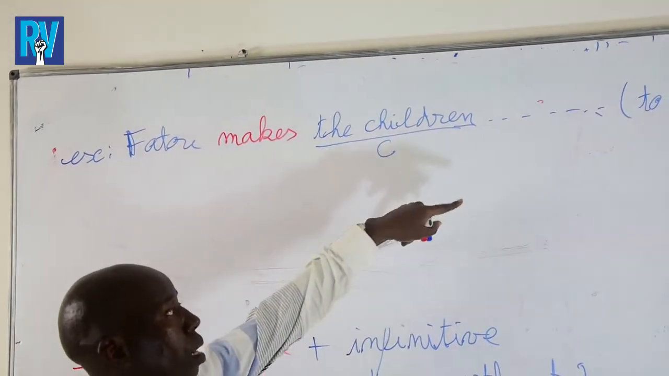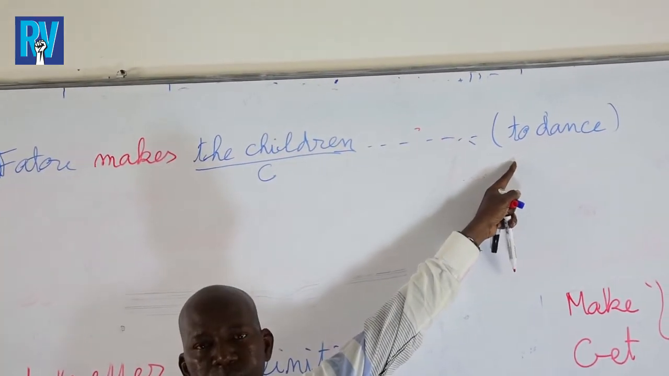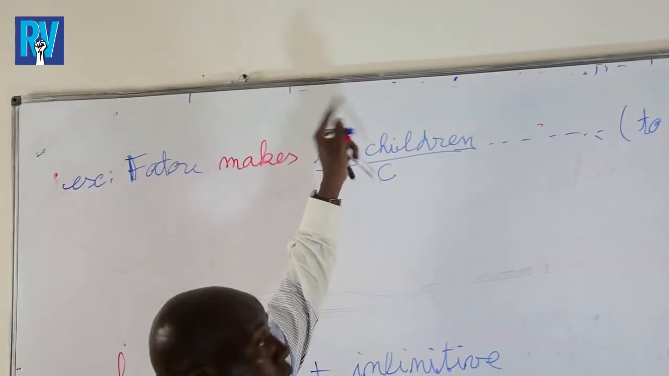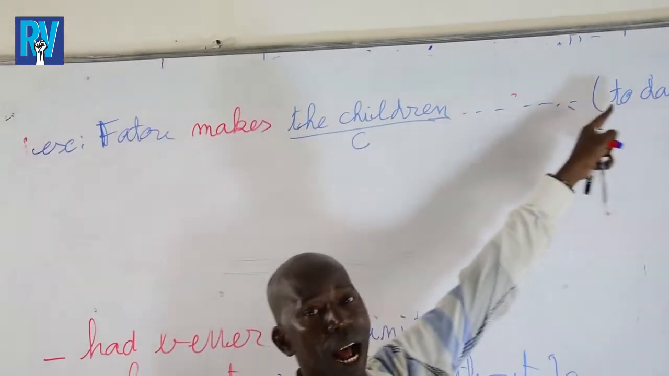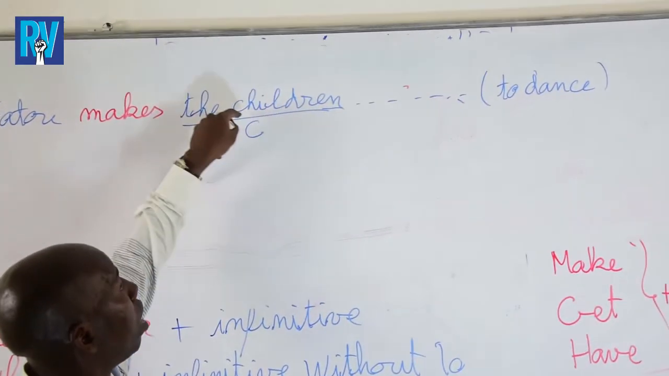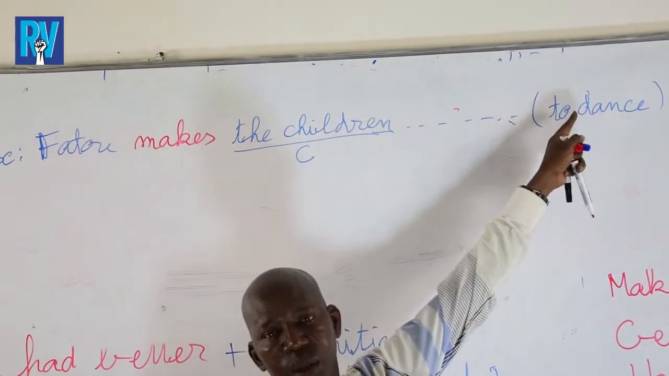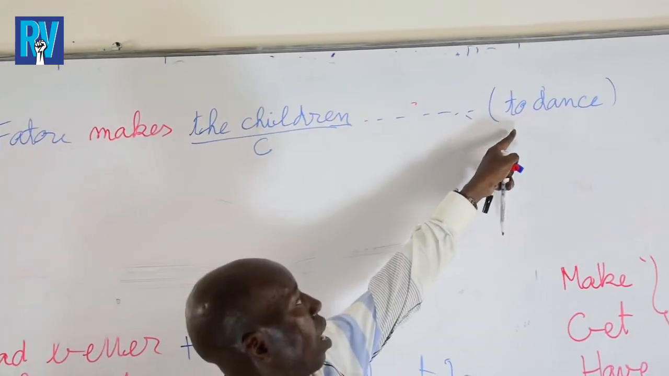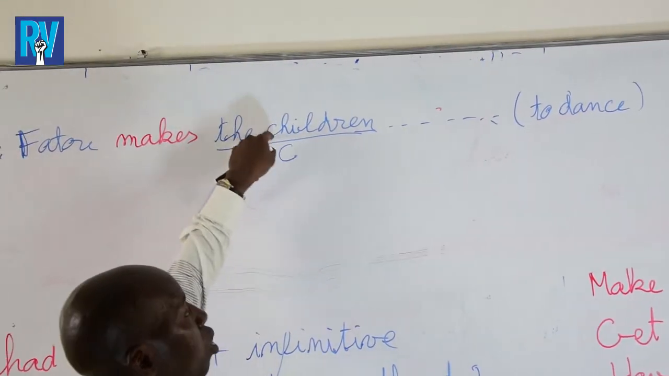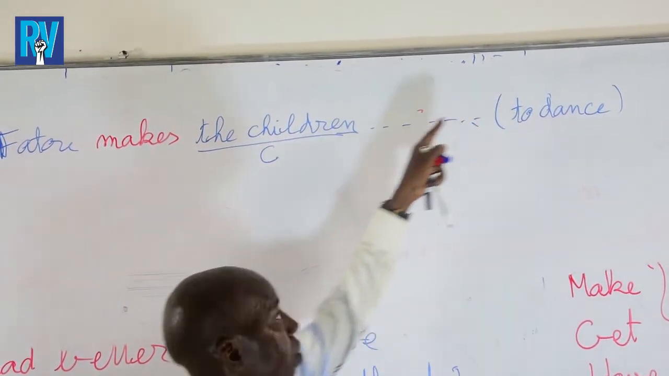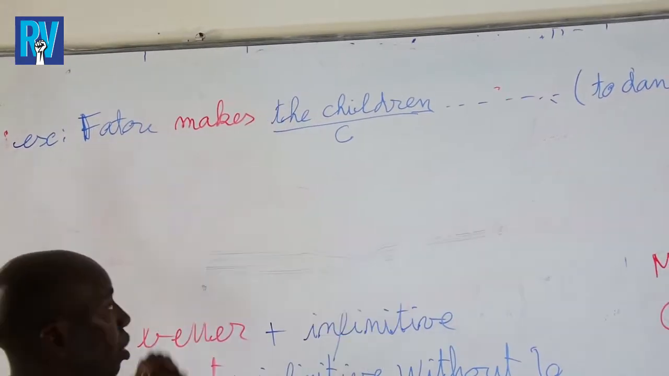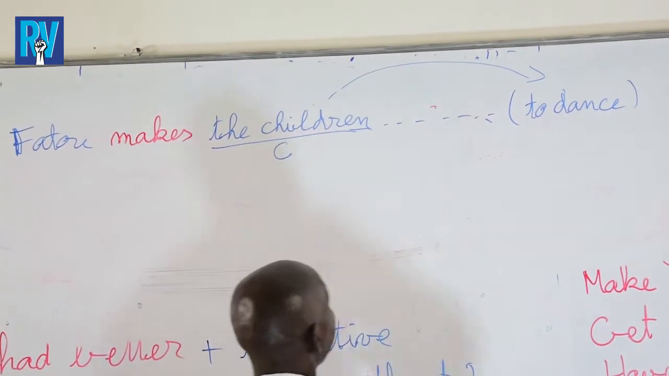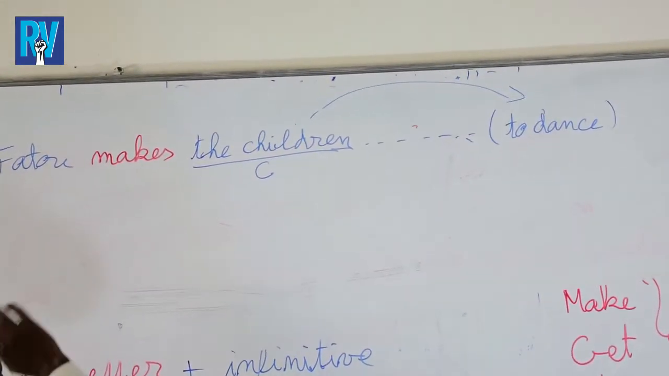Okay? Maintenant, pour écrire le verbe, to write this verb, I must ask the following question. Are the children making this action? Est-ce que ce sont les enfants qui font cette action? On a le verbe make suivi d'un complément. Pour écrire ce verbe-là correctement, je vais vous poser la question, est-ce que ce sont les enfants qui dansent? The children dance. Donc ce sont les enfants qui dansent. Hein? Sous la commande de factual.